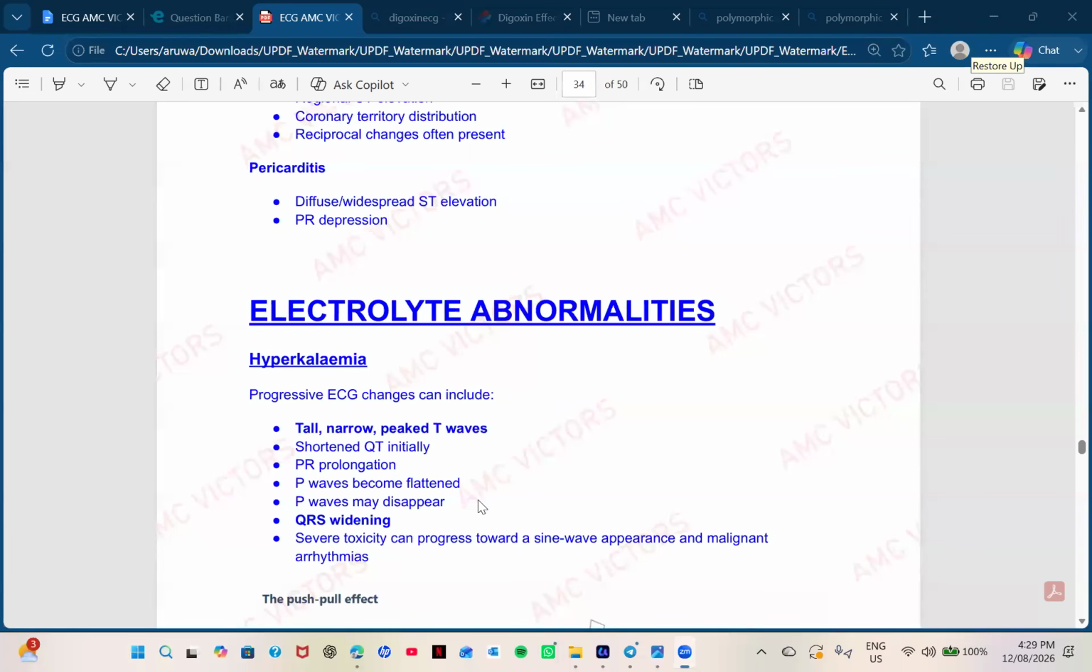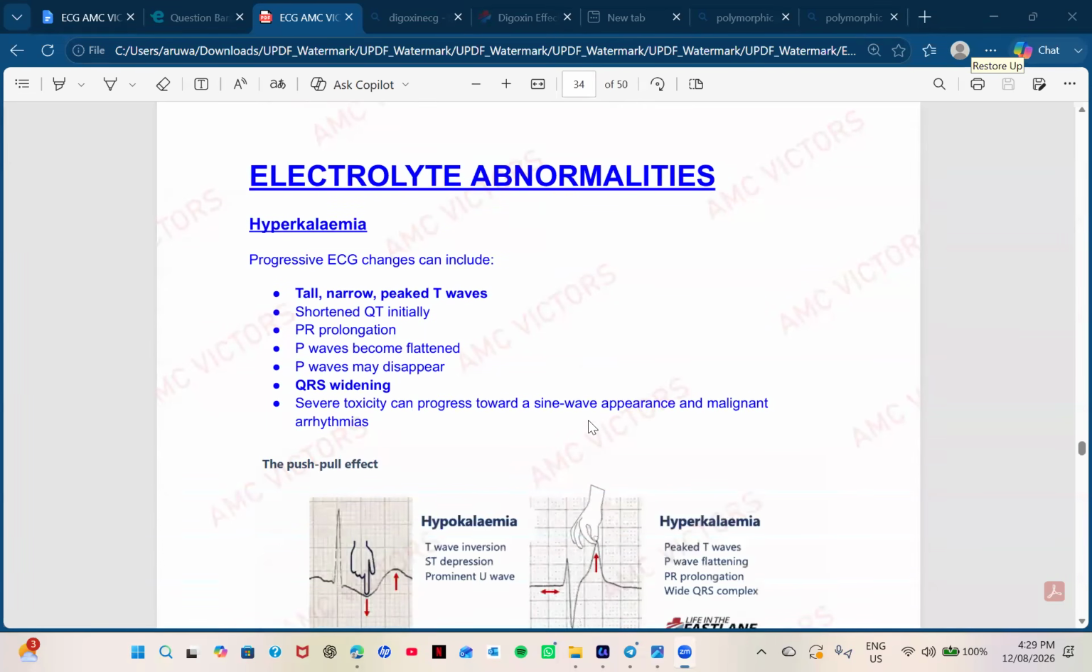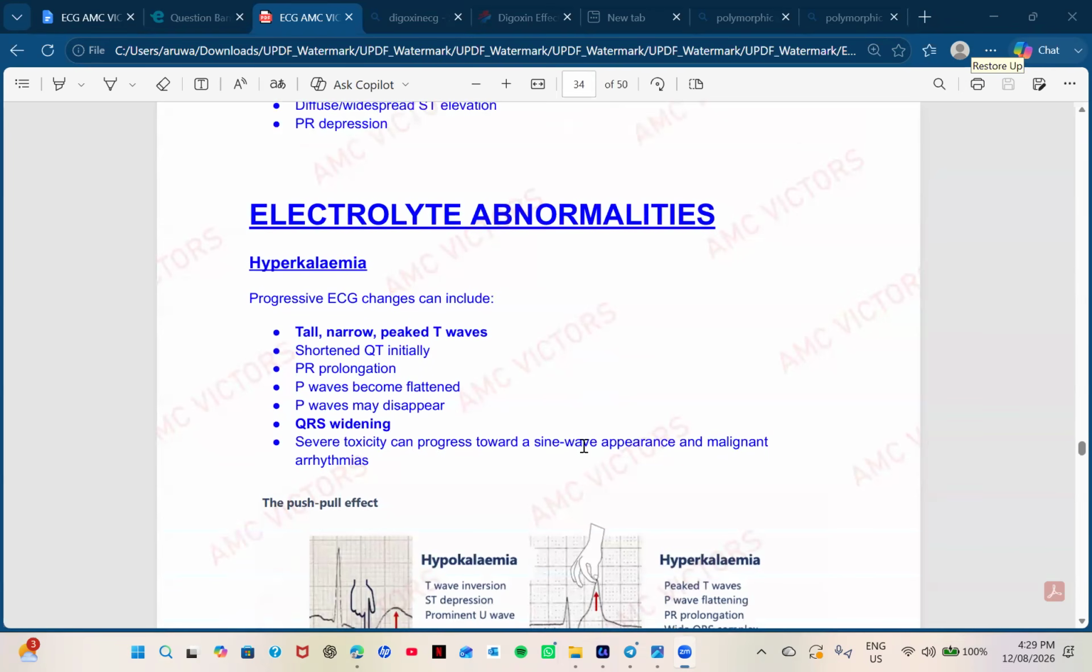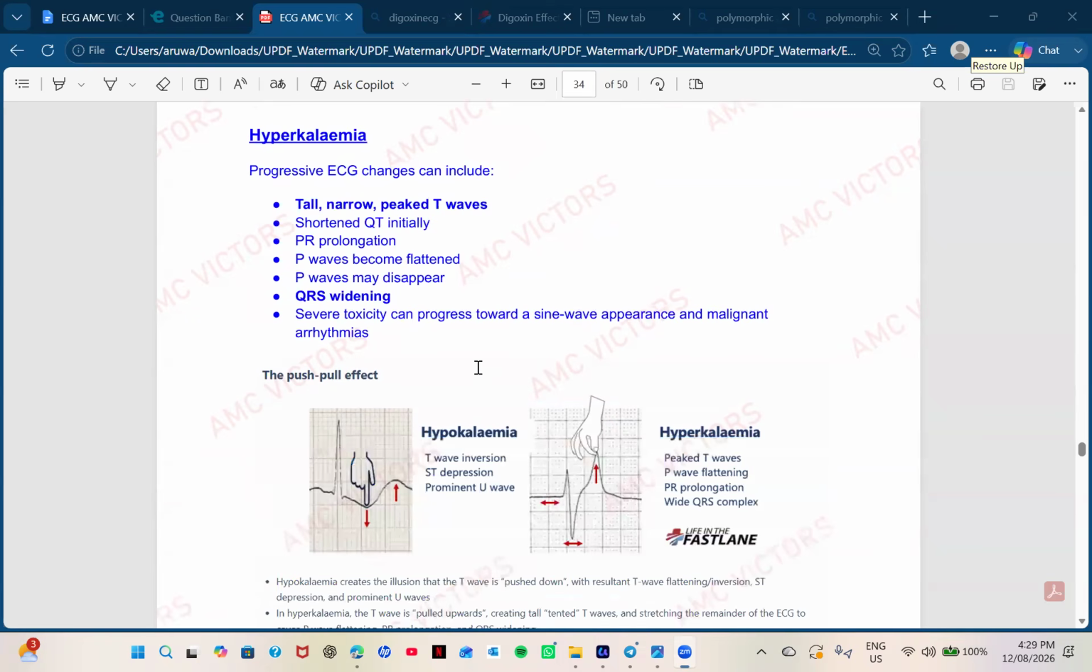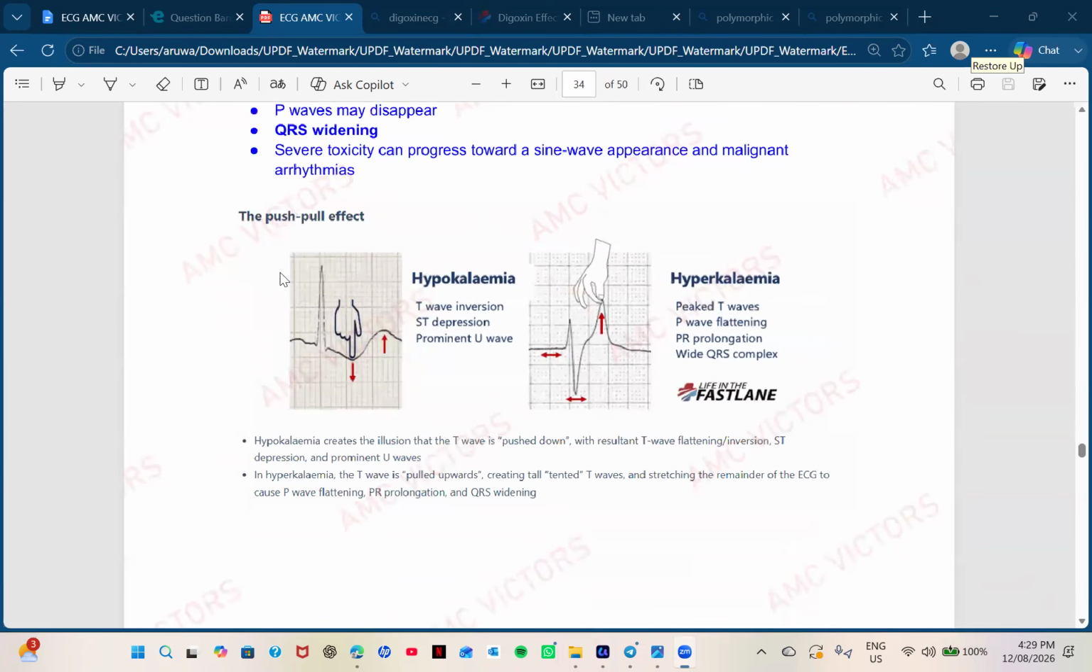Let's discuss some electrolyte abnormalities like hyperkalemia. What are the features of hyperkalemia? What can you see on a hyperkalemia ECG? Tall T wave. Other than that, PR prolongation. Remember the push and pull effect for hyperkalemia and hypokalemia. If it is hyperkalemia, you are pulling it.